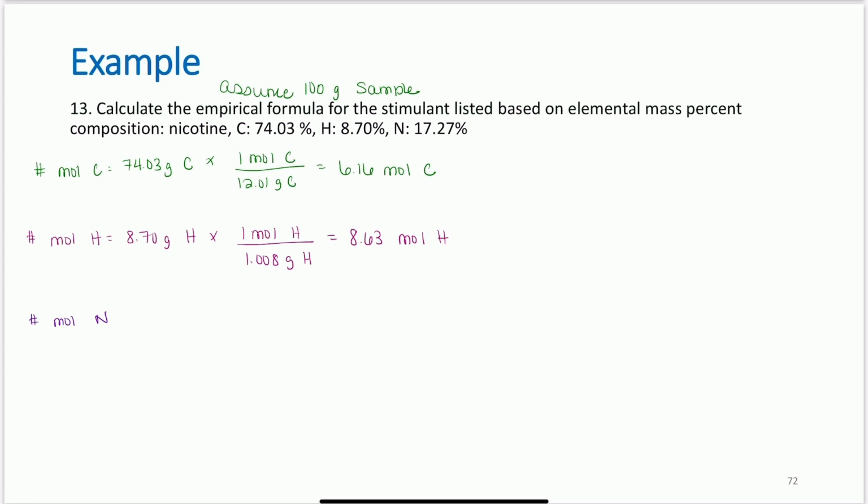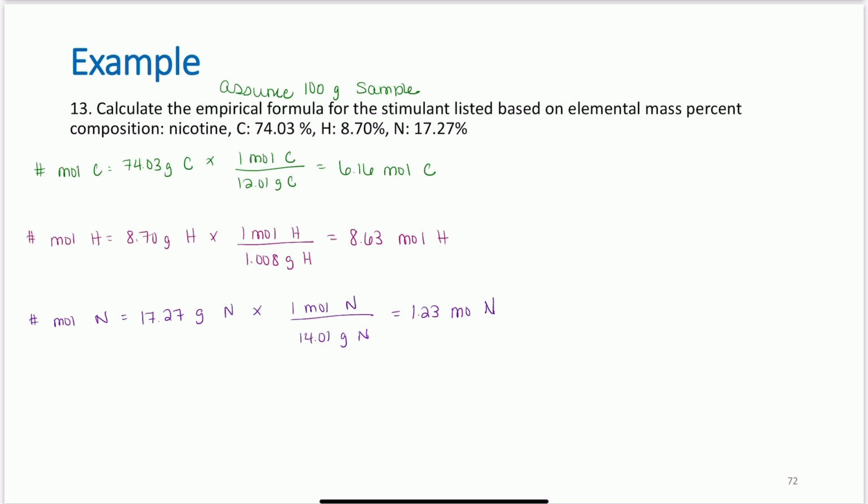Number of moles of nitrogen: 17.27 grams of nitrogen. Convert that to moles of nitrogen, which is 1.23 moles of nitrogen.